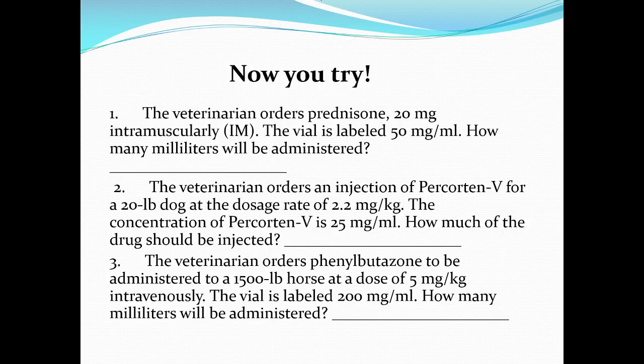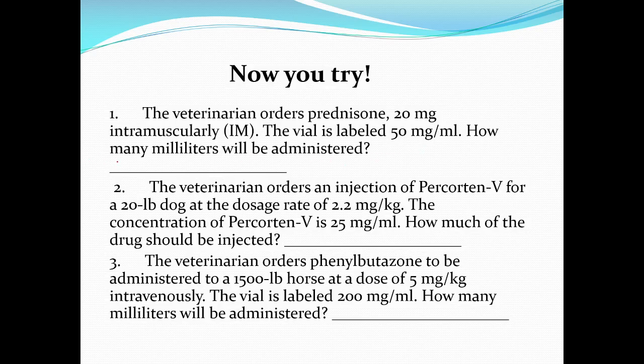All right, so we have a couple of problems, and I want you to go through these. The veterinarian orders prednisone. It's 20 milligrams. We want to give it IM. So obviously this is going to be something that is a liquid. The vial is labeled 50 milligrams per mil. How many mils are you going to administer?